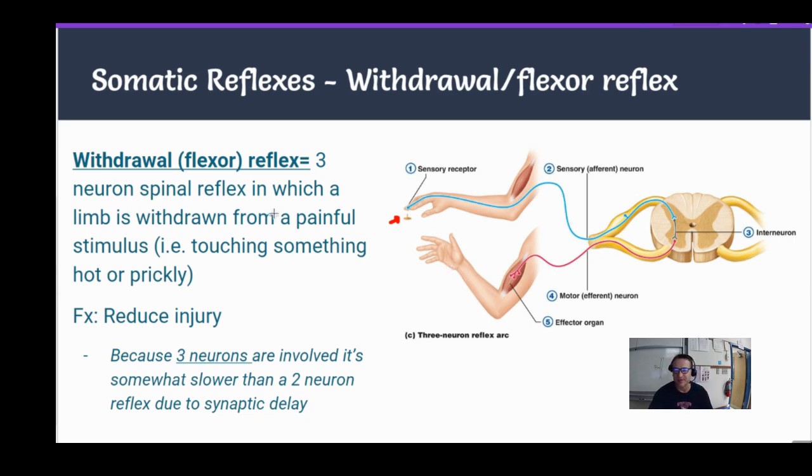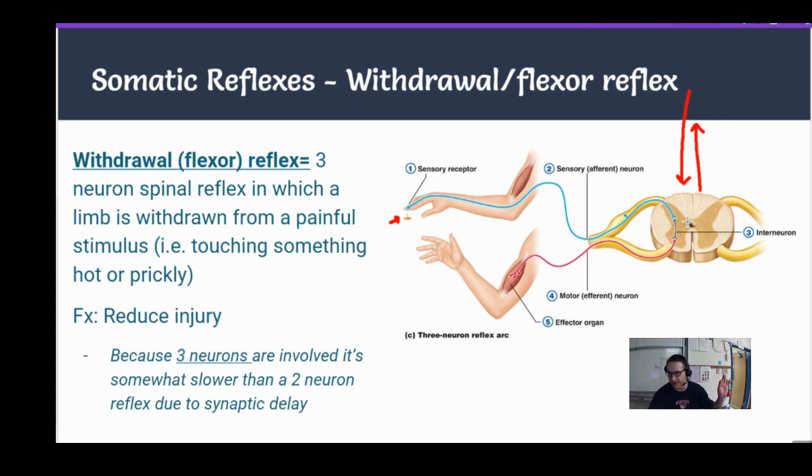So the withdrawal reflex is a spinal reflex in which a limb is withdrawn from a painful stimulus. For example, touching something hot or prickly. And remember, this is to reduce injury because that information doesn't have to go all the way up to the brain. The brain figures out, hey, that thing's sharp. Maybe I should bring my arm back. And then the brain's like, yes, bring your arm back. And then that information has to come all the way back down. Well, that's too long. By now, you could be seriously injured. So this response is made right here in the spinal cord.